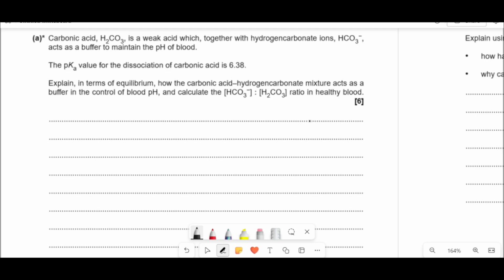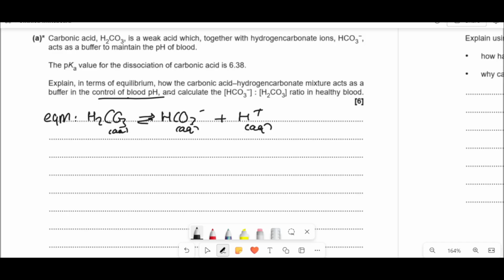First of all, write out an equation for the equilibrium. Otherwise you're screwed. This is a weak acid, it's told you, so it's going to be H2CO3, and they've told you in the question that it is making HCO3-, the other one's got to be H+, and this is all aqueous, right? But the question's asking how it can act as a buffer in the control of blood pH, which means we're resisting pH changes. So describe it in terms of equilibriums.